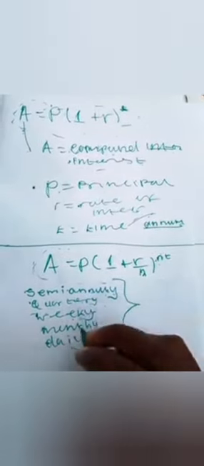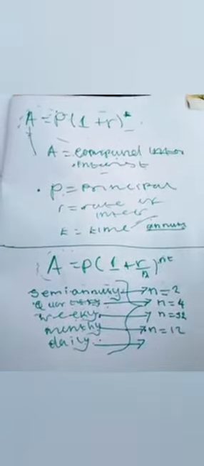Maybe if they say that money was being compounded 20 times in a year, just know that you put 20 in. Now what they like doing is that they won't tell you that it was 5 times in a year. They will just use this terminology. They say semi-annually, quarterly, weekly, or monthly. So if they say semi-annually, n will be equal to 2. It means that in a year, money was being compounded twice.